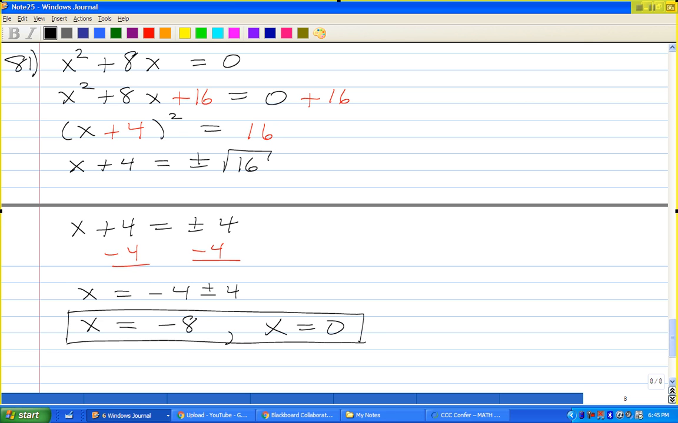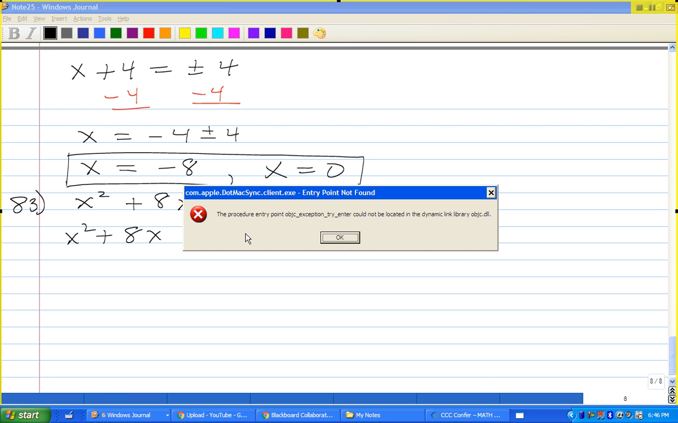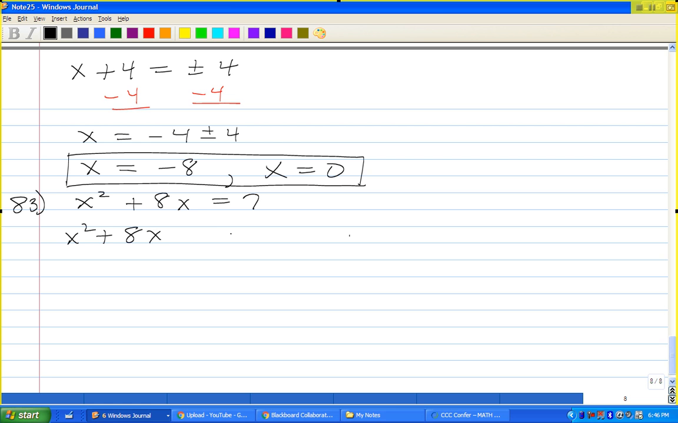Let me do problem number 83. X squared plus 8x is equal to 7. And so let me complete the square. Since there's a 1 in front of the x squared, 8 divided by 2 is 4. 4 squared is 16. Let me add 16 to both sides of my equation.